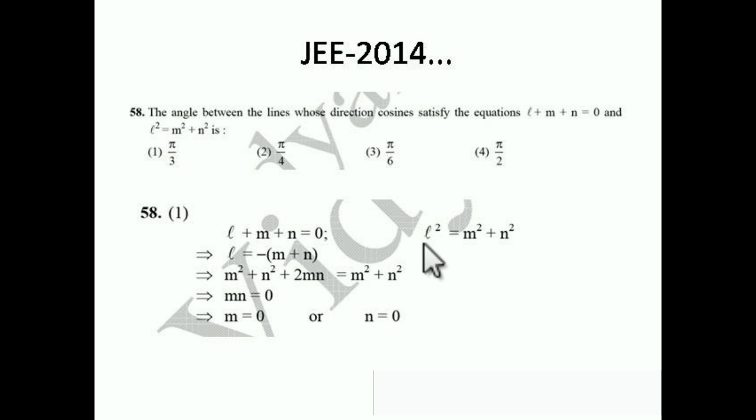Now just put l is equal to minus (m plus n) here. So what does it come to? m square plus n square plus 2mn is equal to m square plus n square. m square and n square get cancelled out, so mn is equal to 0. So mn is equal to 0, then m is equal to 0 or n is equal to 0. Two possibilities. Now let's take two cases and get the answer.